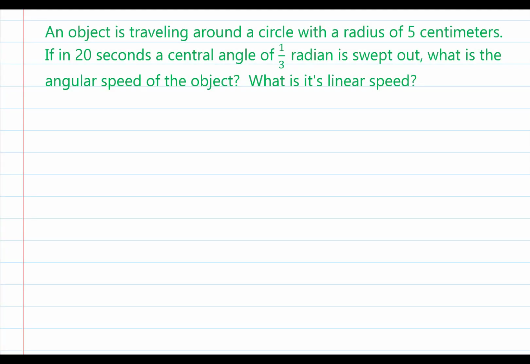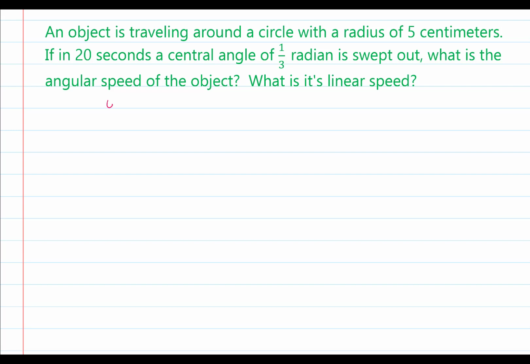We are now going to use that information to solve this problem, where we have an object traveling around a circle with a radius of 5 centimeters. If in 20 seconds, a central angle of 1/3 radian is swept out, what is the angular speed of the object and what is the linear speed of the object? Let's start with the angular speed because, believe it or not, we're given the information to directly find angular speed without a lot of extra work.